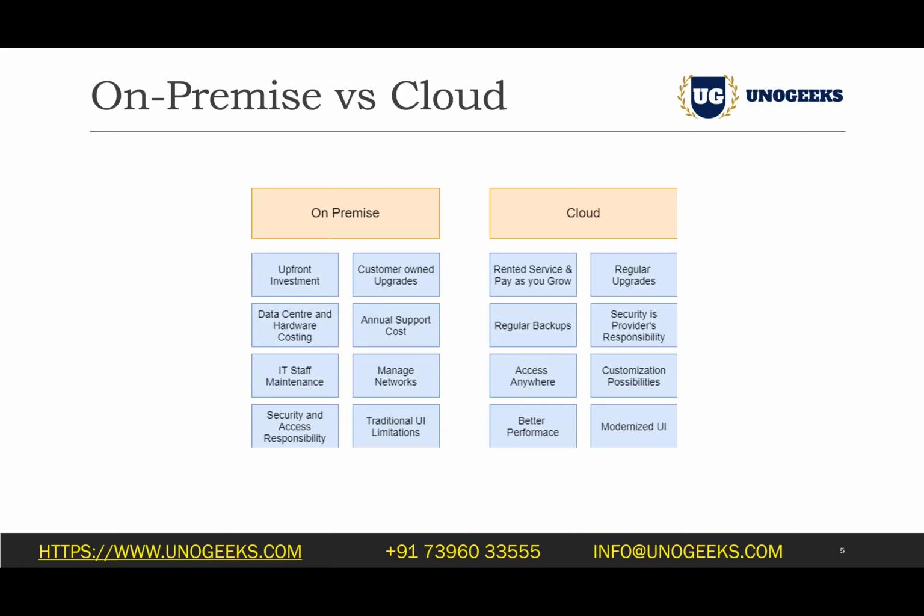I think most of us might have experienced this in our college times, right? They will have intranet and extranet services where you need to log into the intranet to access their system, the college services, etc. So there is network maintenance and traditional UI limitations: where and how they can access, whether they can access only through desktop or also through their mobile devices, etc. These are the hurdles you will face in on-premise maintenance.